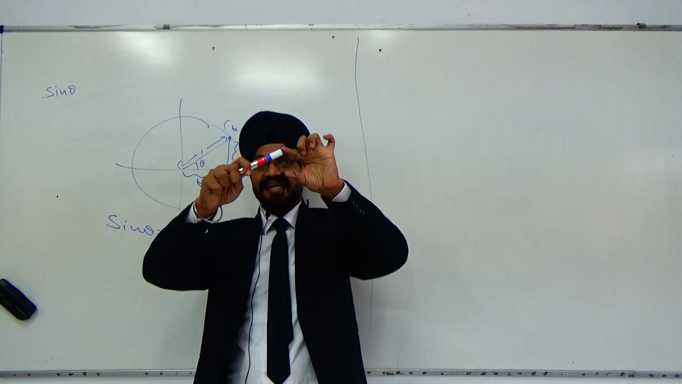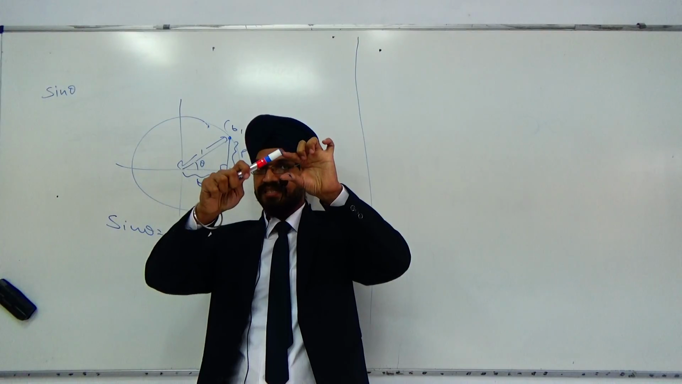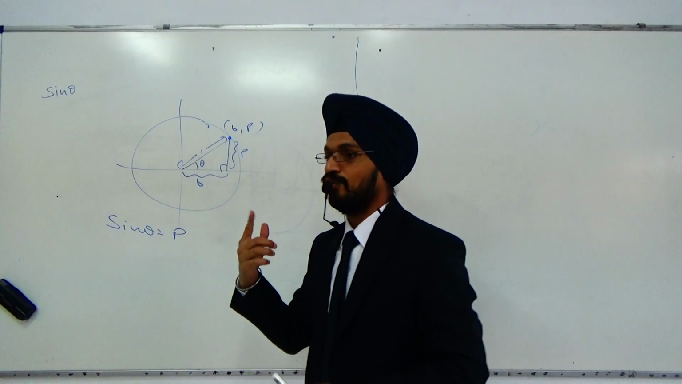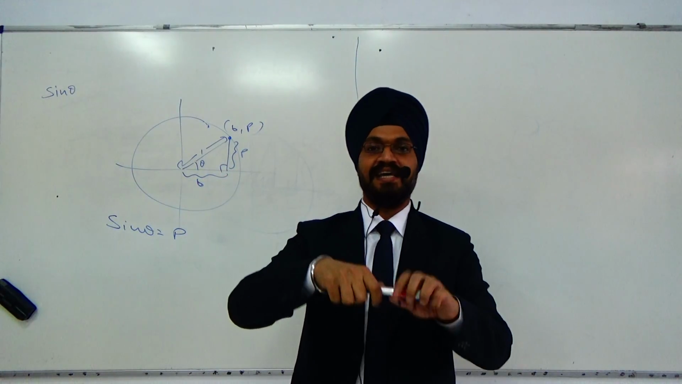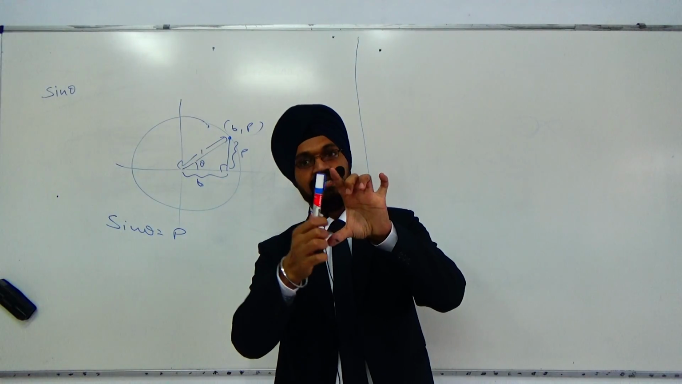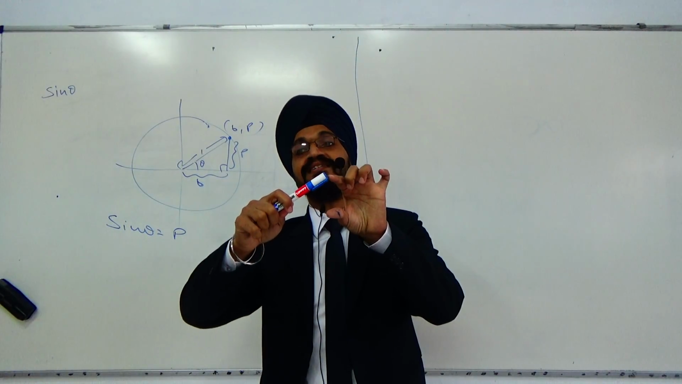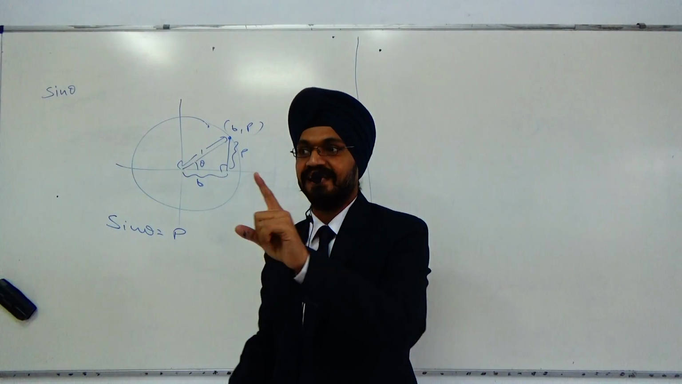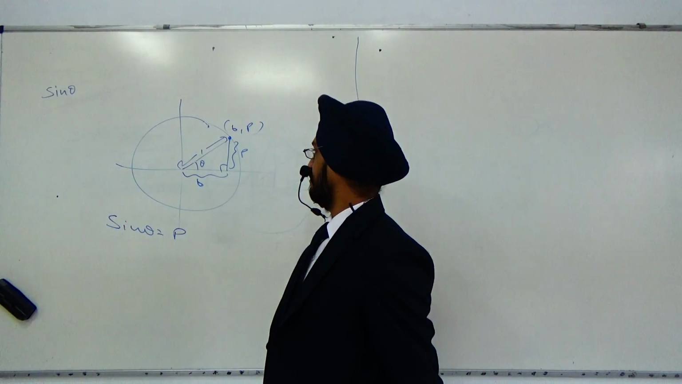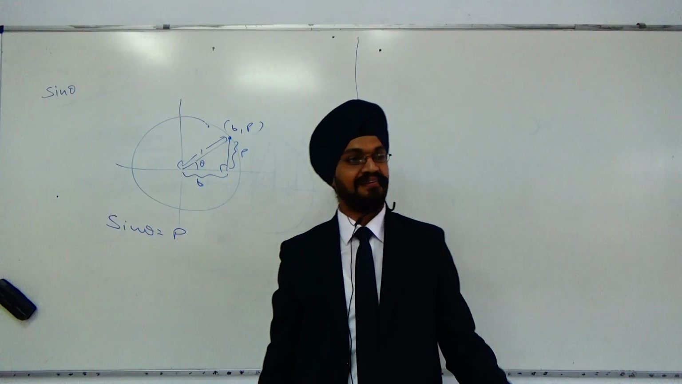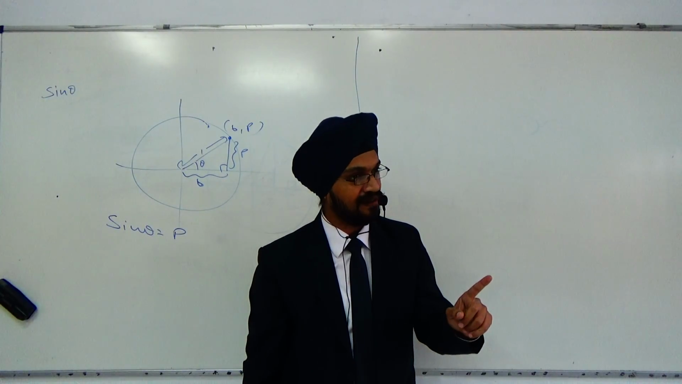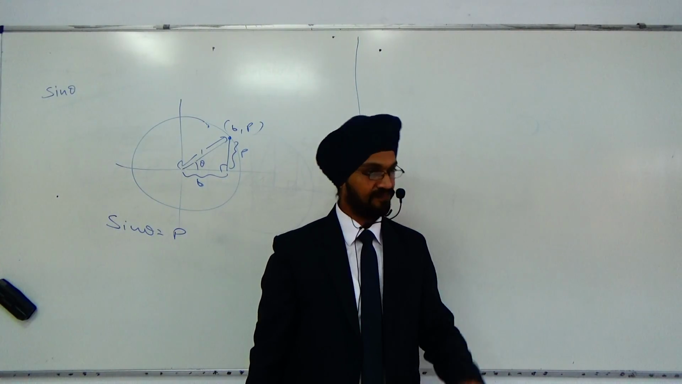And at 0, what is the height? 0. So sin 0 is 0. Sin 90 is 1. Is it clear? Sin theta increases as theta increases. So sin theta increases as theta increases from 0 to 90.